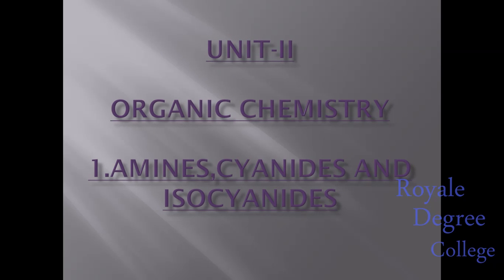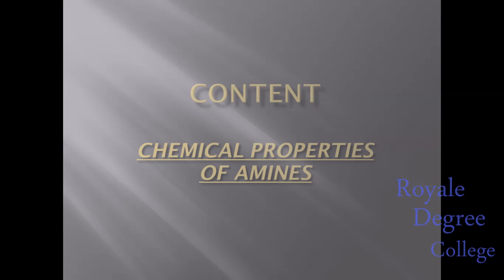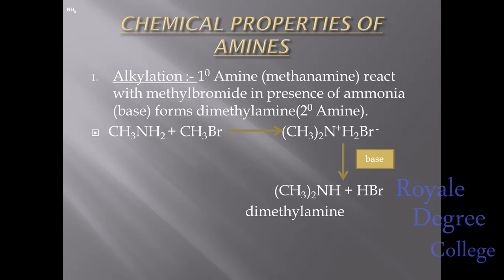Today in Unit 2 Organic Chemistry, amines, cyanides and isocyanides, we are talking about chemical properties of amines. First property is alkylation. Primary amine, that is methylamine, reacts with methyl bromide in presence of ammonia base, forms dimethylamine, that is the secondary amine.